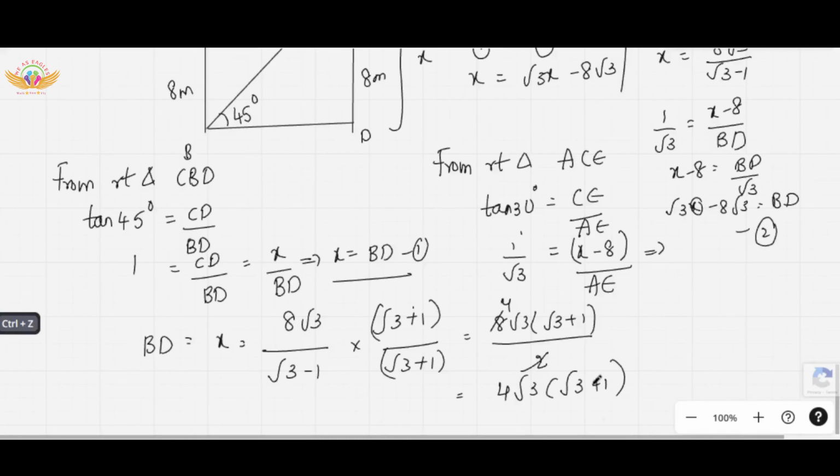Now we have to find out the height, right? The height is also the same, X. The height is CD, so the height is also 4 root 3 into root 3 plus 1. BD is also the length, 4 root 3 into root 3 plus 1. So you can write it step by step neatly and give a good ending.